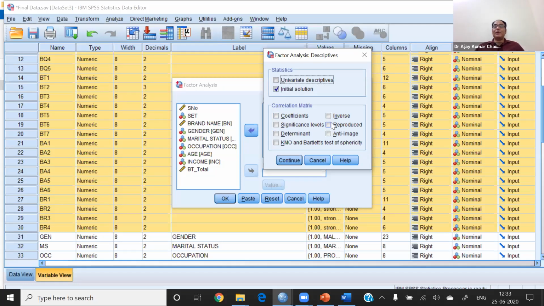We have to go to reproduce, the most important output we should have, and the KMO and Bartlett test. So now you can note it down. I clicked on the reproduced, I clicked on the KMO and Bartlett. So what this output will be, I'm telling you now. Reproduce. So let's talk about the reproduced.